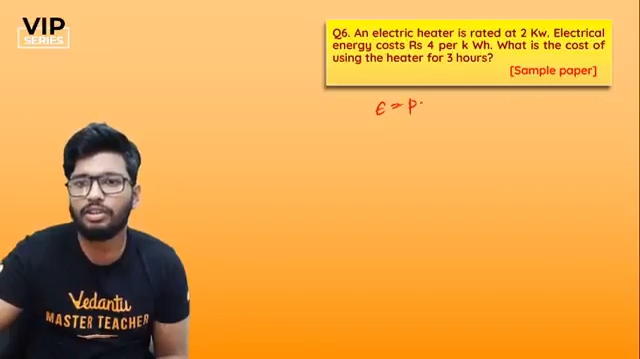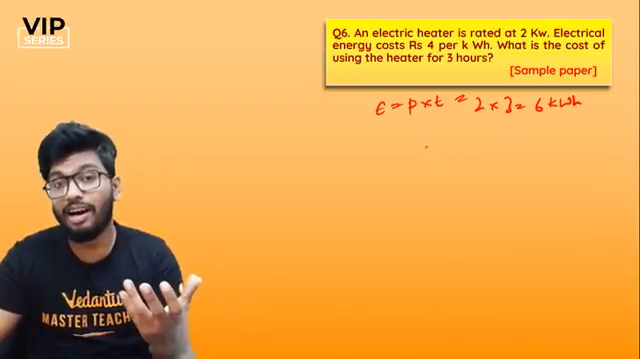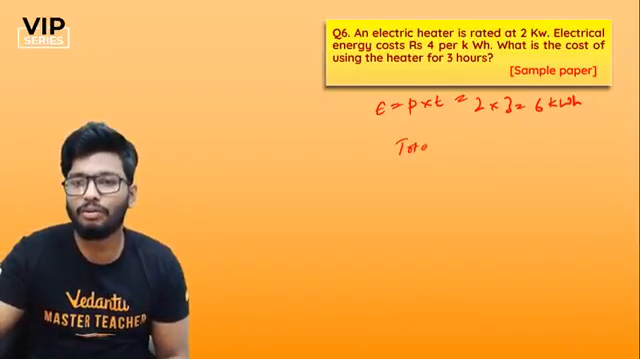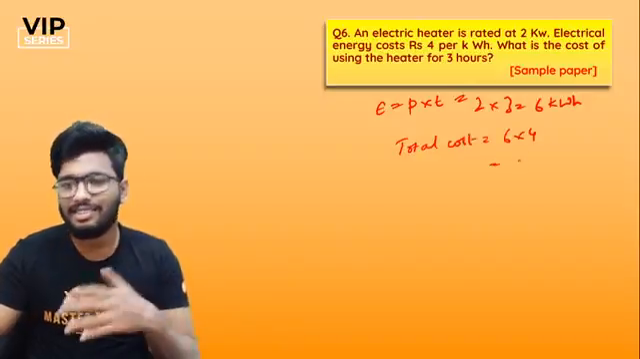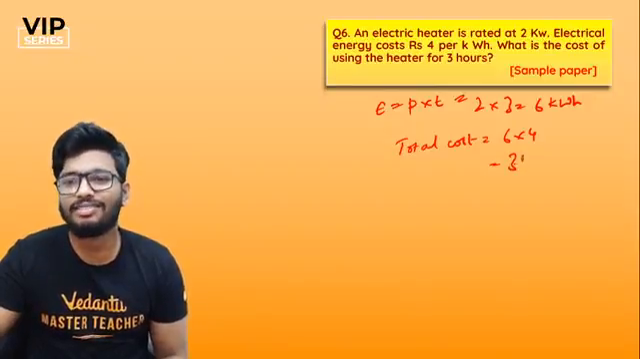So energy consumed is equal to power into time again. So it's nothing but 2 into 3, which is 6 kilowatt hour is what you're going to get. Now, if 1 kilowatt hour is 4 rupees, so what will that be? So total cost would be what? Total cost would be 6 into 4.